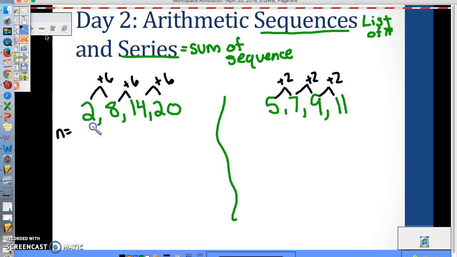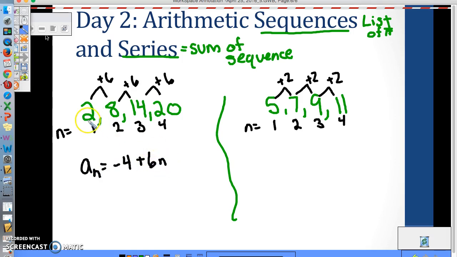Now, if we were to write the formula for this, we have to add 6, but how do we get this first term? What do we add 6 to? Well, to get the first term, we'd have to add it to -4. So our sequence would be -4 plus 6n. Because to get our first term of 2, we add 6 once to -4. We have to add it twice to get 8.